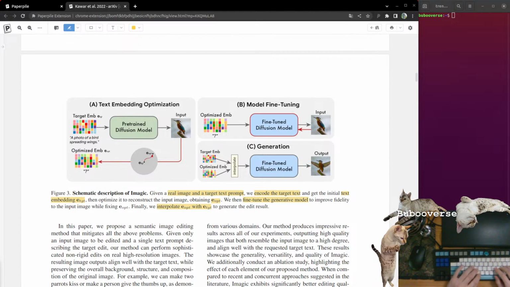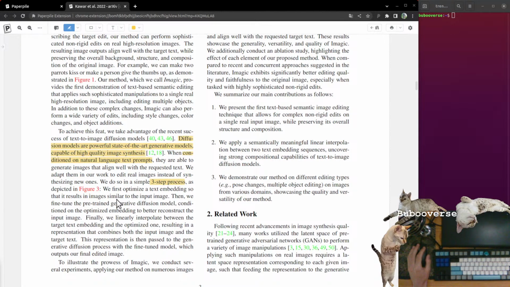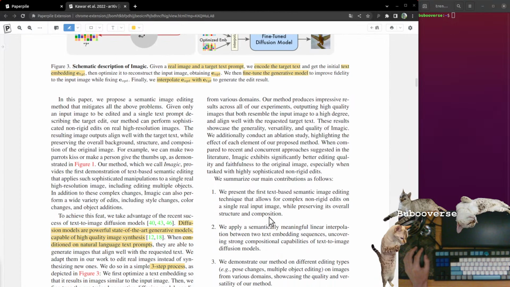Mode 3 is best. Okay. All right, back to the text here. Condition, blah, blah, blah. Interpolate between the target, resulting in a representation that combines. Okay. We conduct several experiments, applying our method to numerous images from various domains. Ablation study. Okay, perfect. Suggest significantly better quality, faithfulness.